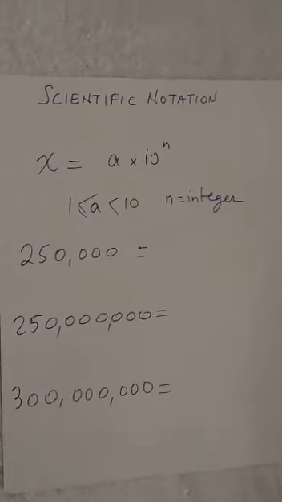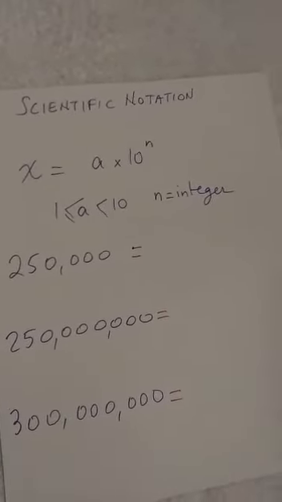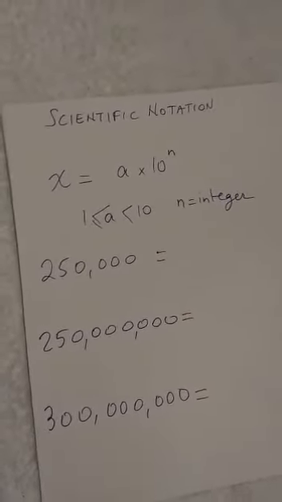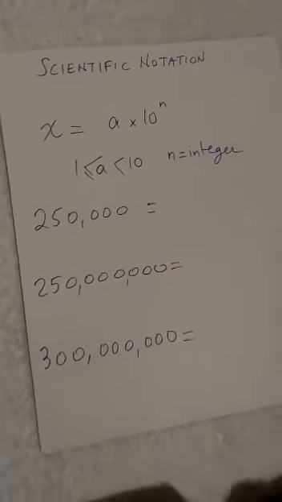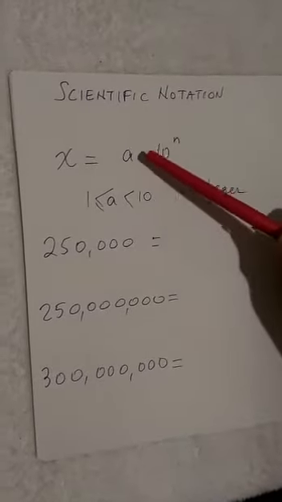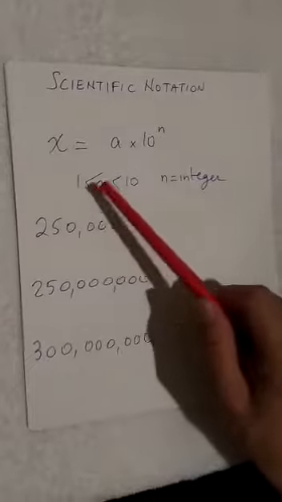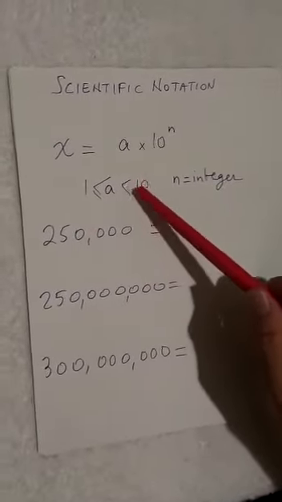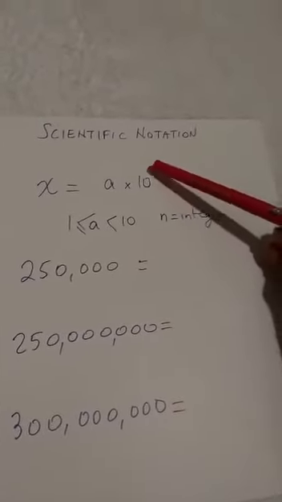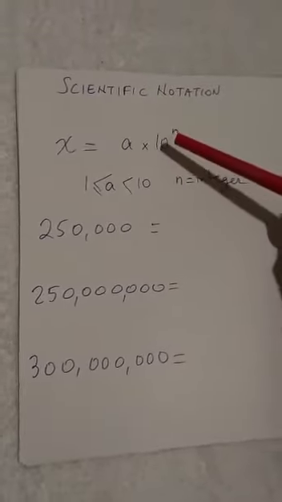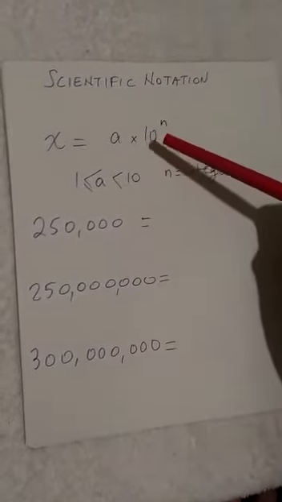This video introduces the concept of scientific notation. When you write a number in scientific notation, any number, you can write it as a times 10 to the power n. A must be between 1 and 10. A can be 1, but it can't be 10. It can be 9 point something, but not 10. And n is an integer. And we're going to explain how to figure out what a and n are for any number.